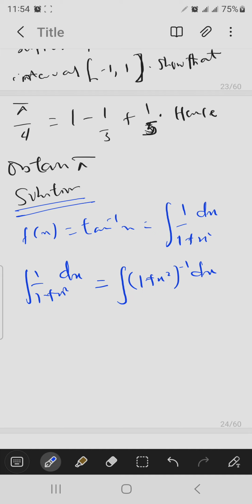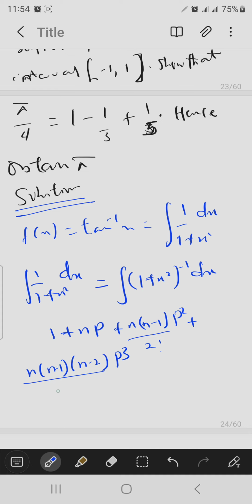More or less like differentiating something. If I give this in the form of a sequence, it is going to be 1 plus np, I will explain, don't worry, plus n(n minus 1)p squared over 2 factorial plus n(n minus 1)(n minus 2)p cubed over 3 factorial plus n(n minus 1)(n minus 2)(n minus 3)p to the power 4 over 4 factorial, and so on and so forth.